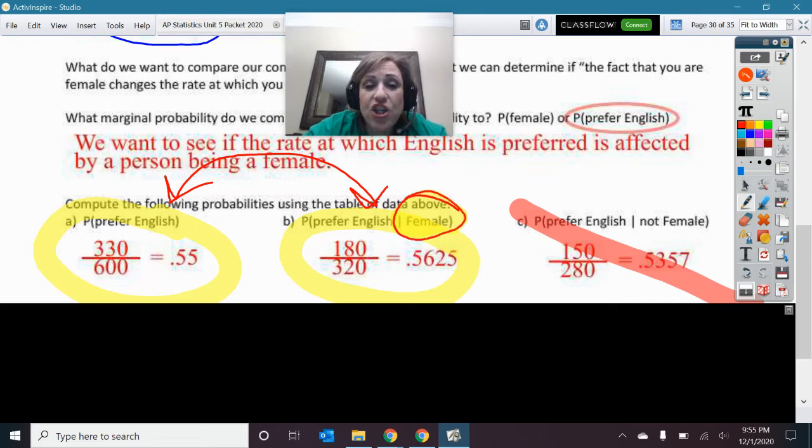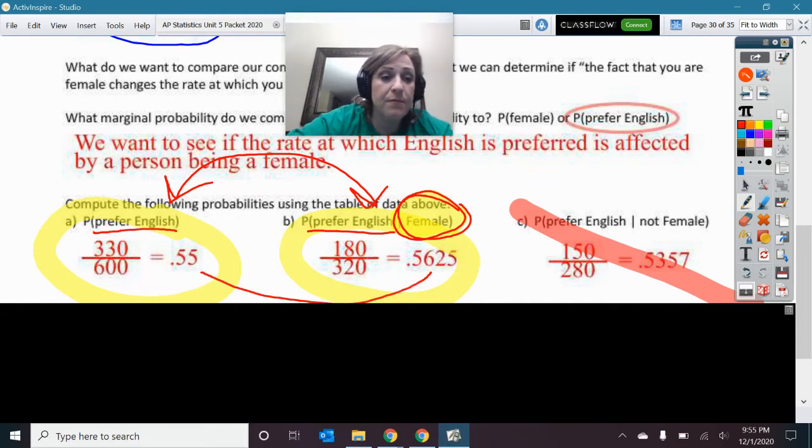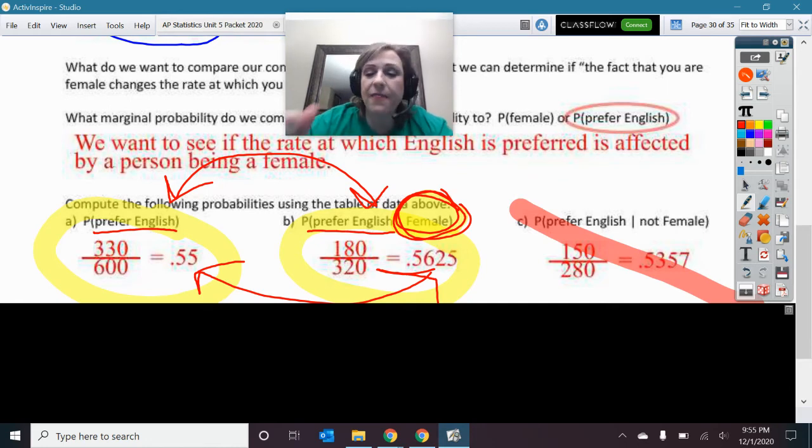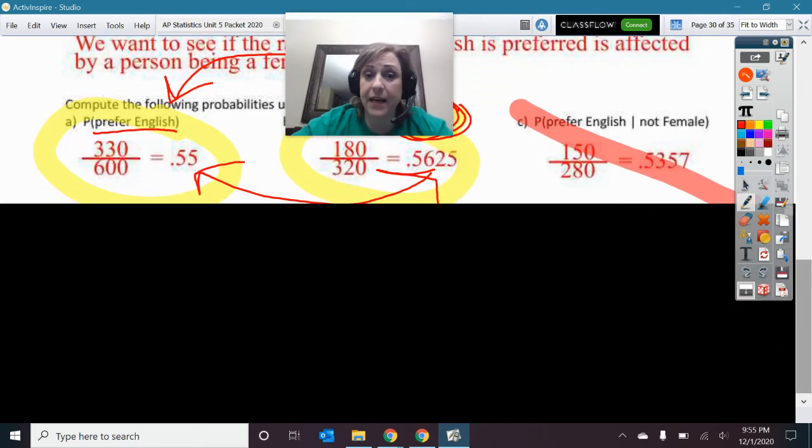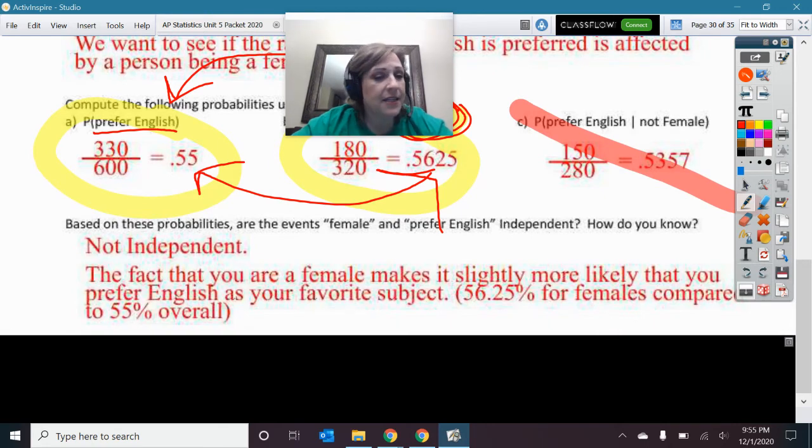Is the fact that you are female affecting the rate at which you prefer English? Remember, it has to be within 1 percentage point, and it's a little bit higher than that. It's more than 1 percentage point away. So, yes, the fact that you are female is affecting the rate at which you prefer English. So I know if you are female, you are more likely to prefer English than that overall English preference. Okay? So that's when we said not independent. The fact that you are female makes it slightly more likely that you prefer English as your favorite subject. And then I listed those specific numbers.